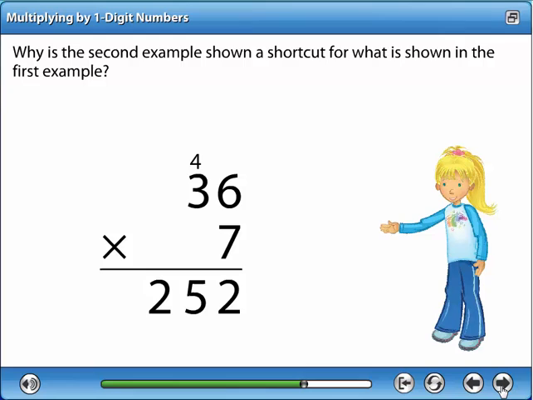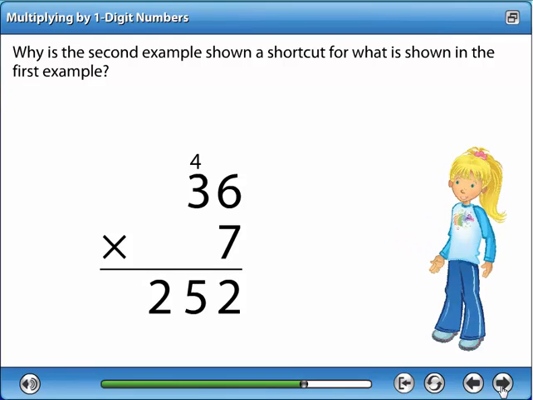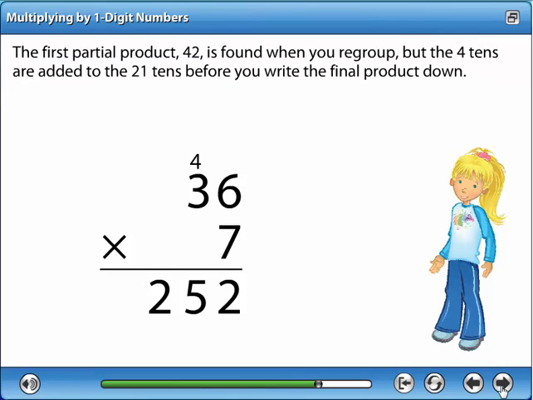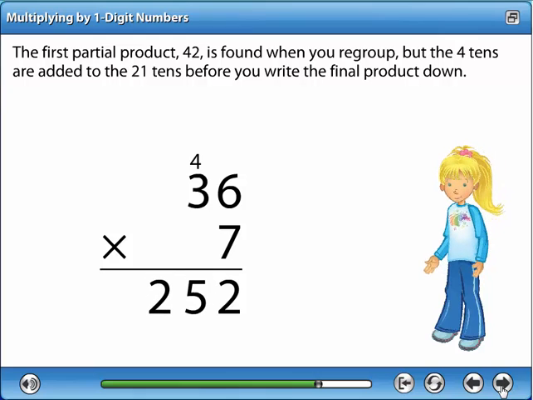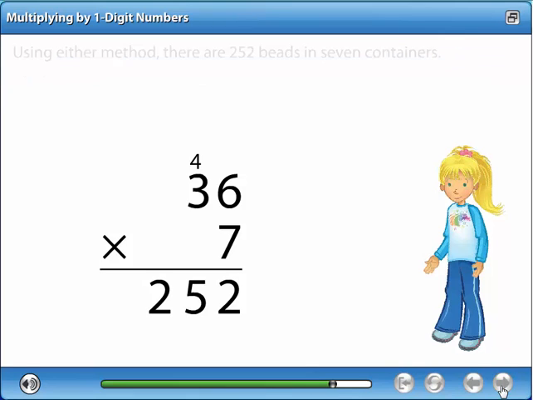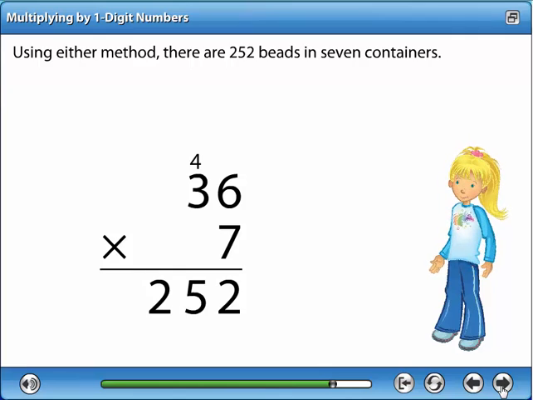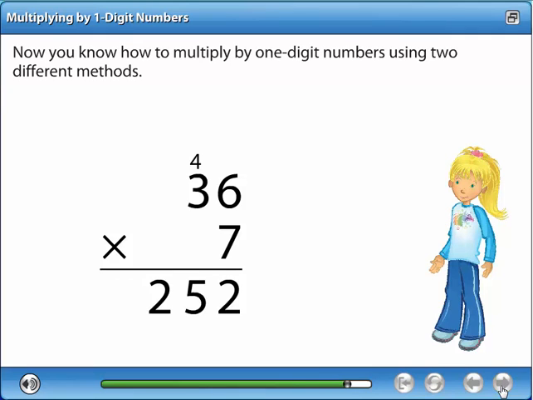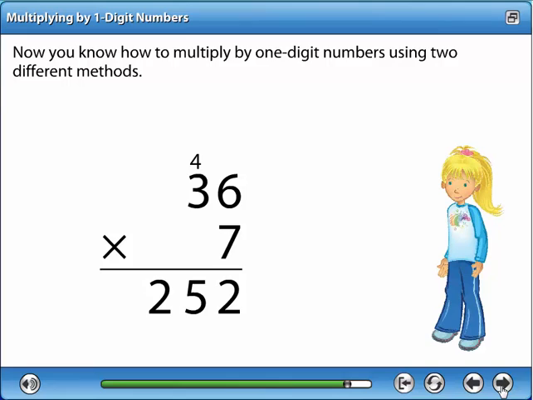Why is the second example shown a shortcut for what is shown in the first example? The first partial product, 42, is found when you regroup, but the 4 tens are added to the 21 tens before you write the final product down. Using either method, there are 252 beads in 7 containers. Now you know how to multiply by one-digit numbers using 2 different methods.